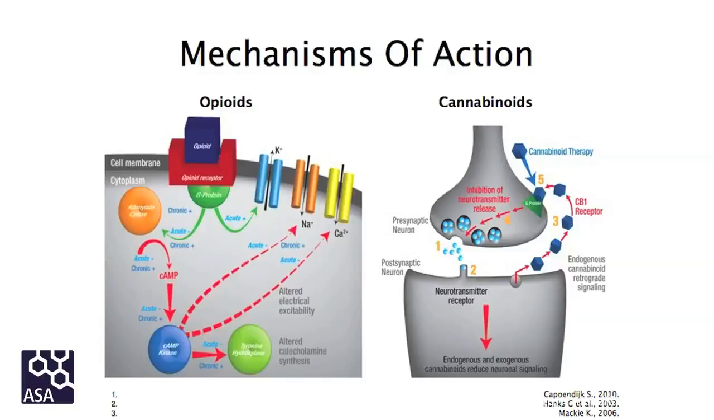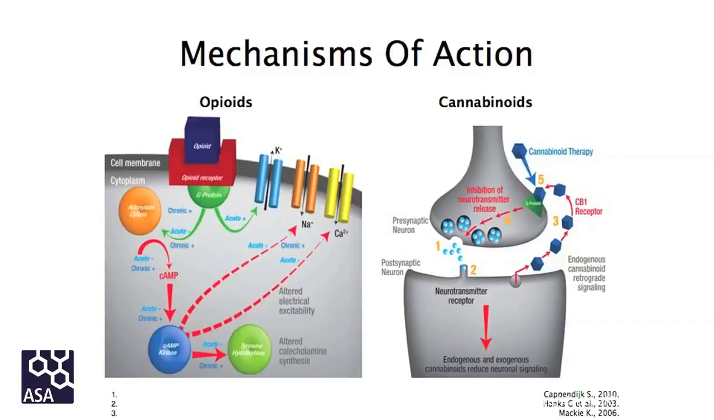So just to show you how opioids work, they bind to a specific receptor. The receptor has effects intracellularly which change the way that the cell membrane functions, and that results in its effect usually on pain modulation. Next slide. So cannabinoids work very similarly, but there are some very important differences.